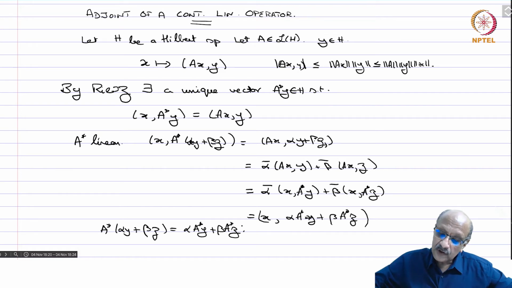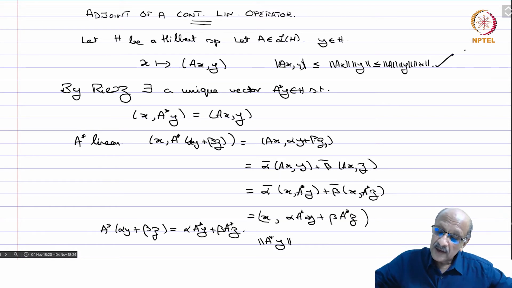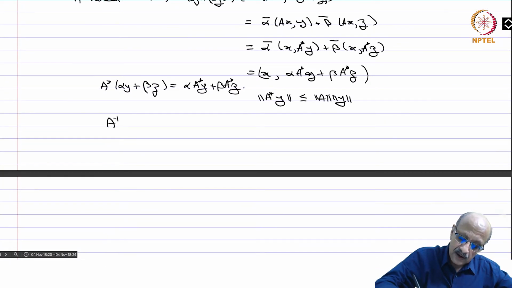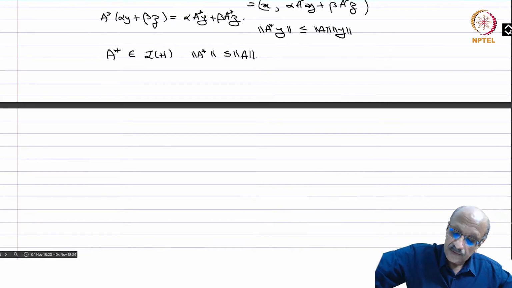It is also continuous because, thanks to this inequality here, norm A star y is less than or equal to norm A times norm y. So this proves that A star in fact belongs to L of H, and in fact you have norm of A star less than or equal to norm of A. So A star is called the adjoint map. Okay, so we have the following properties of the adjoint.